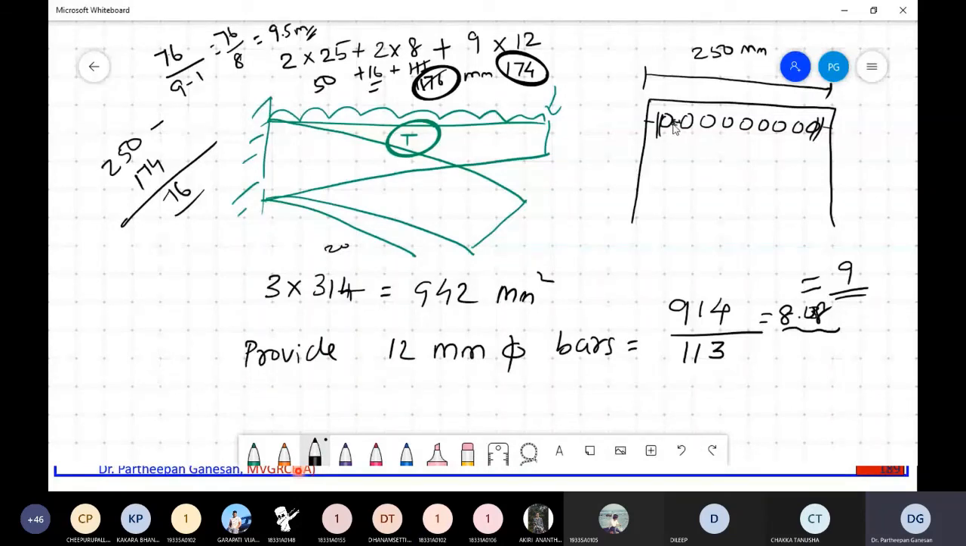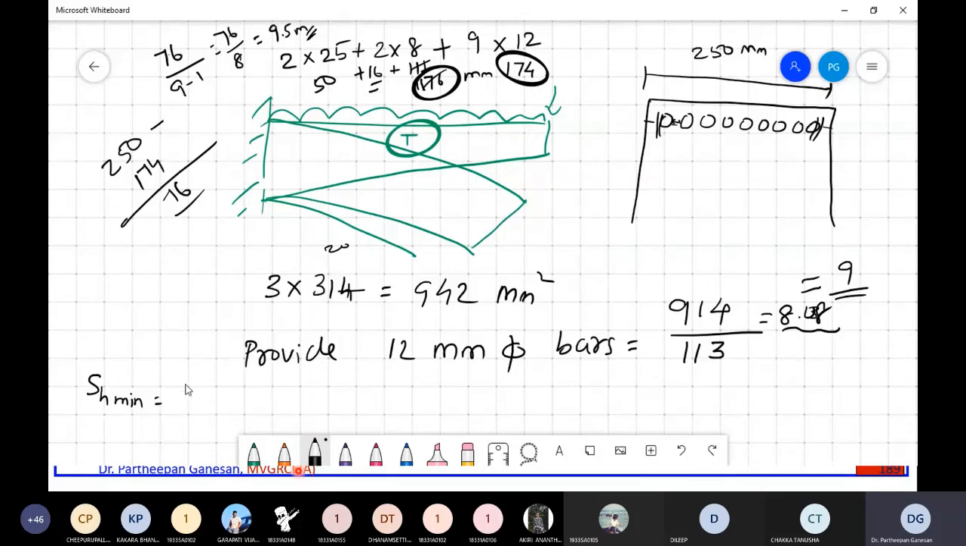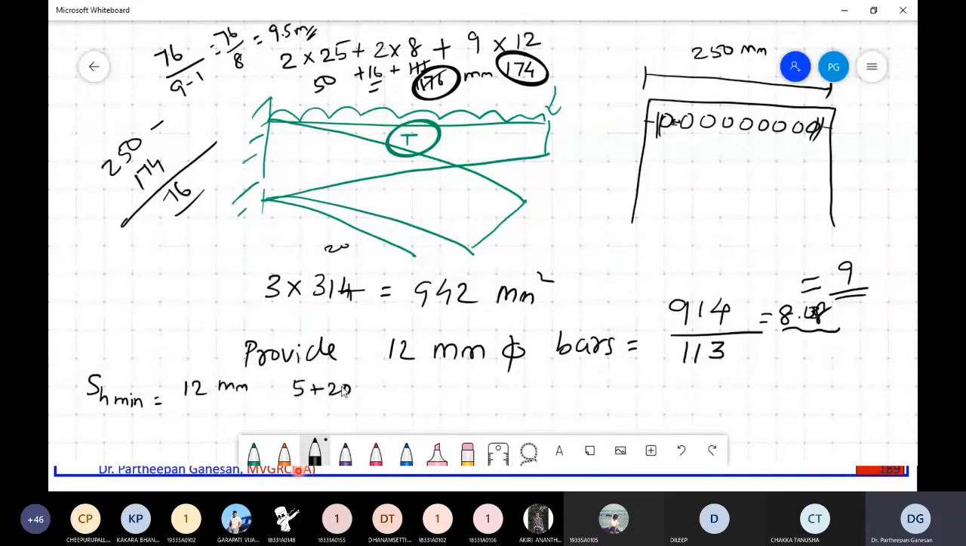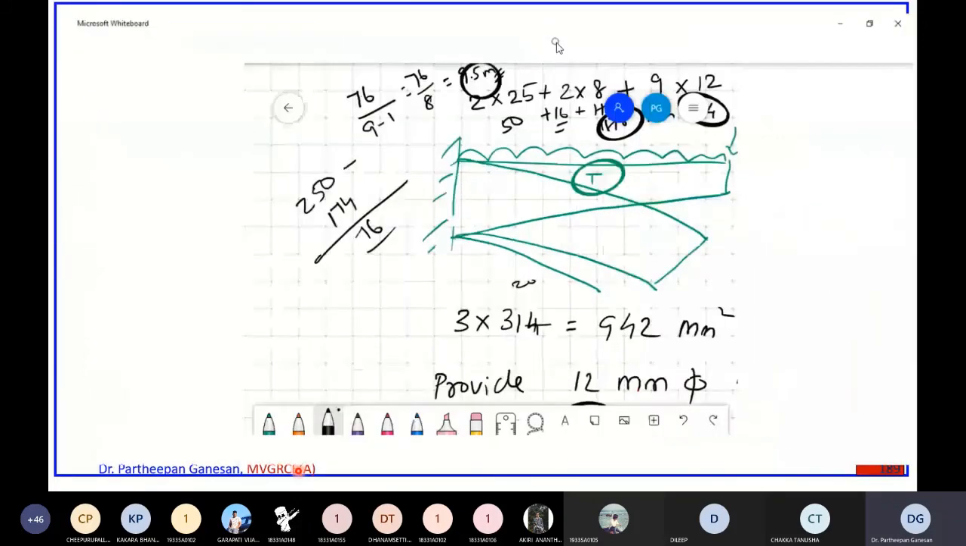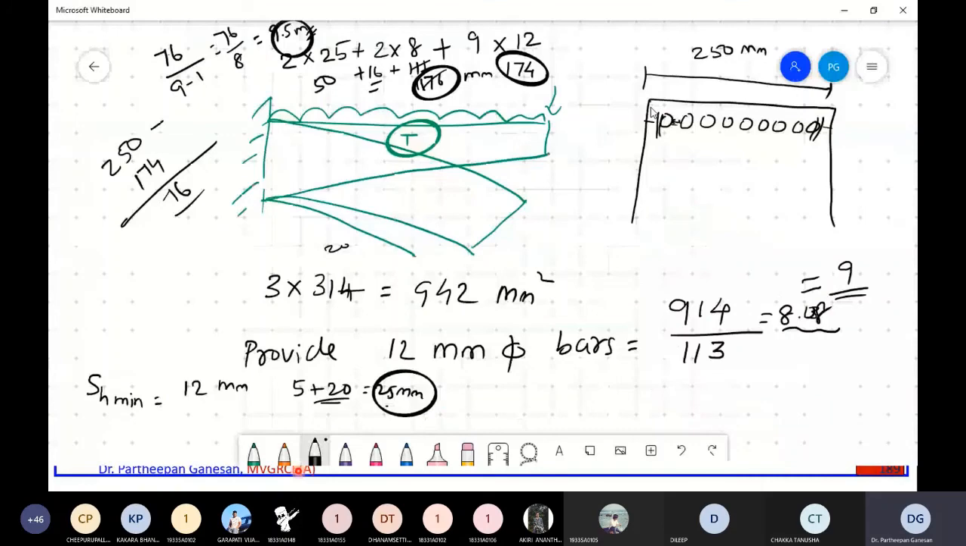Is it sufficient according to the code? What is the minimum spacing? Minimum spacing should be the diameter, which is 12 mm, and 5 mm plus the maximum nominal size of aggregate, 25 mm. So minimum you have to have a spacing of 25 mm, but what we are getting is only 9.5. So that means you cannot provide all these 9 bars in a single row.